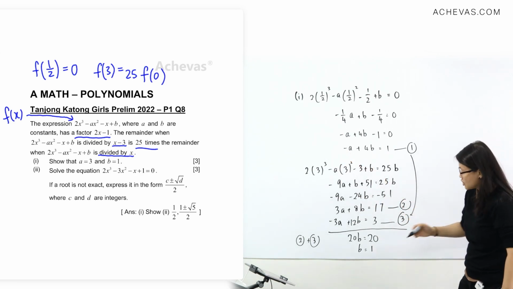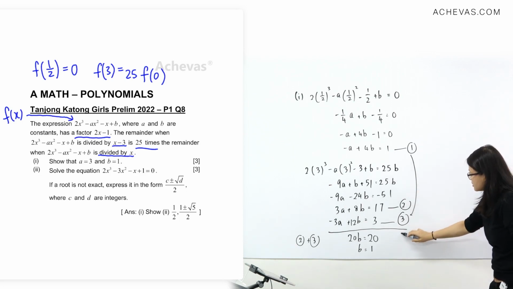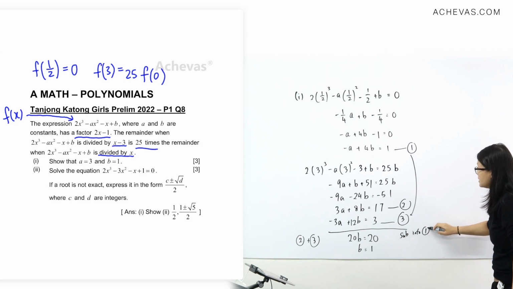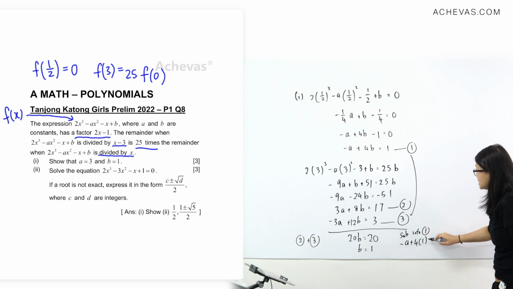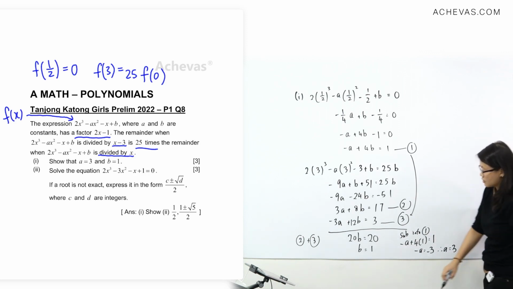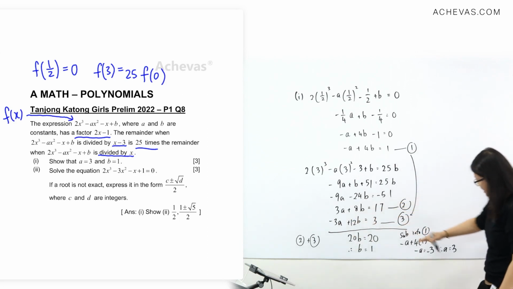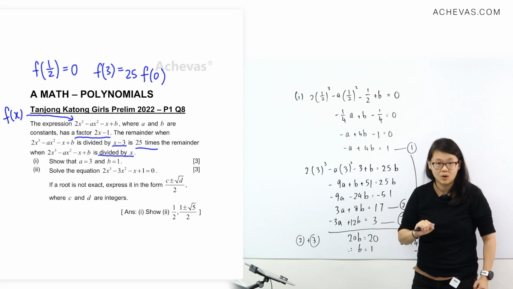We are almost done. So next, I'm going to substitute b equals 1 into equation 1. So I have minus a plus 4 times b equals 1. Minus a is 1 minus 4, which is negative 3. Therefore, a must be 3. So I have b as 1, a as 3, which completes part 1 of our question.